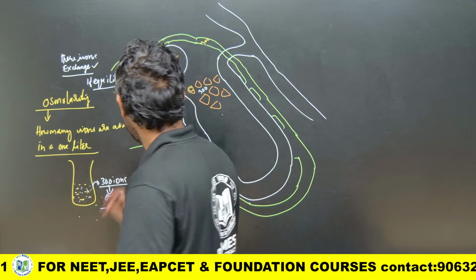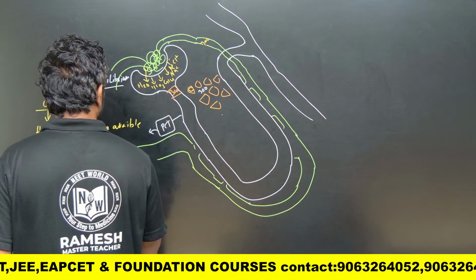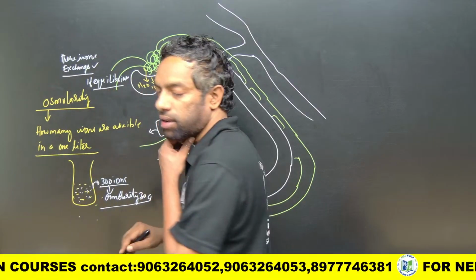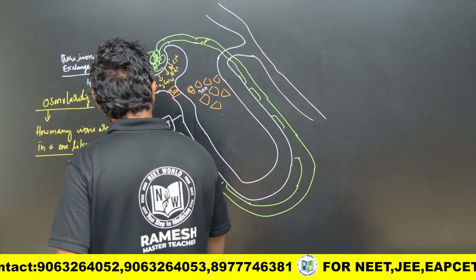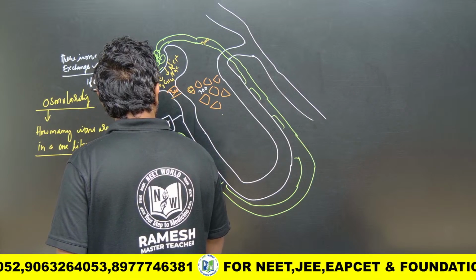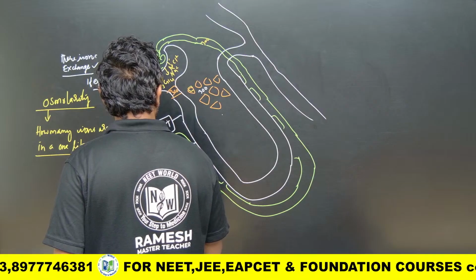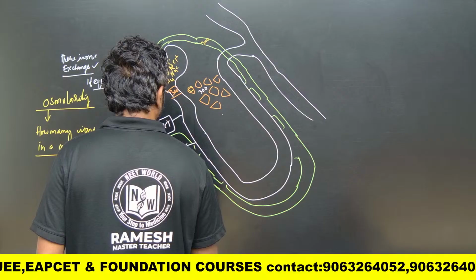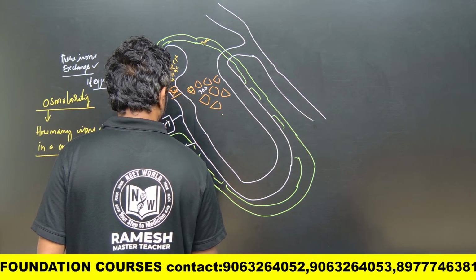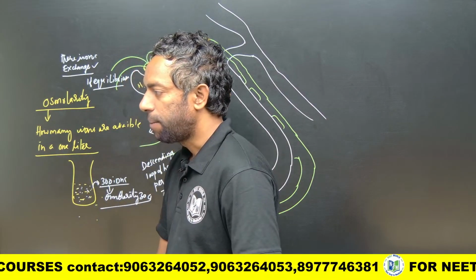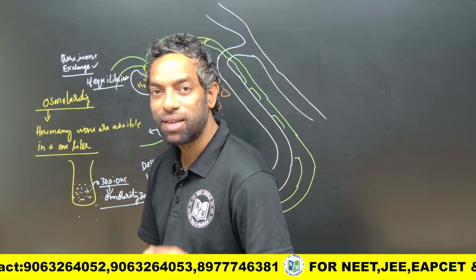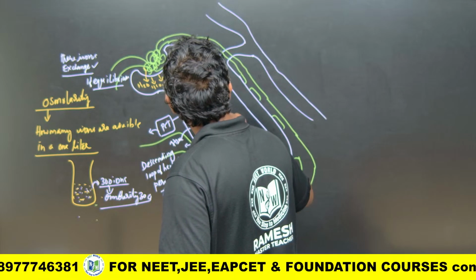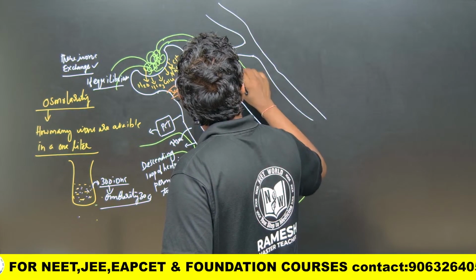Coming to the PCT part, it is permeable to water. The descending loop of Henle is permeable to water, meaning water reabsorption takes place here, from here to here.